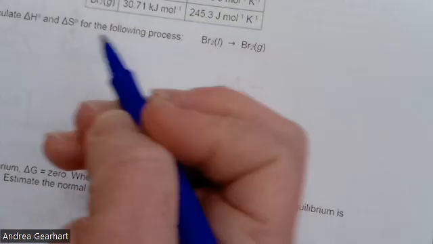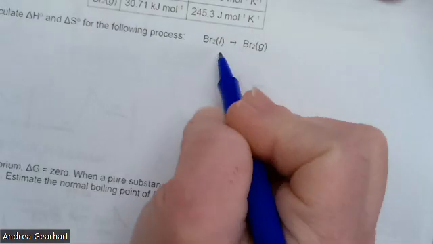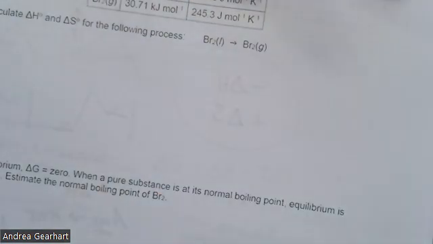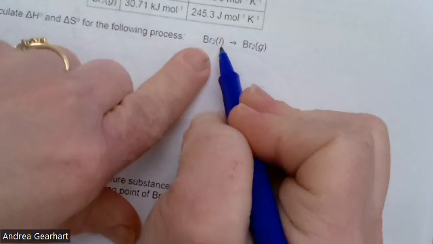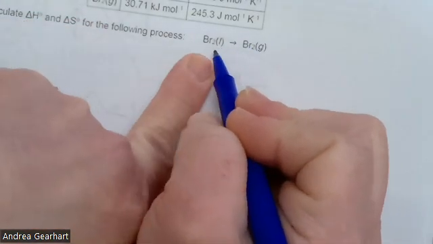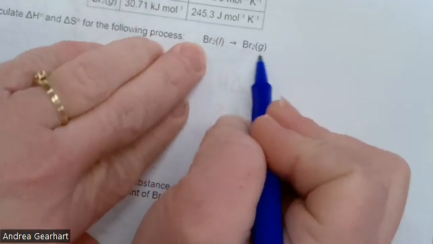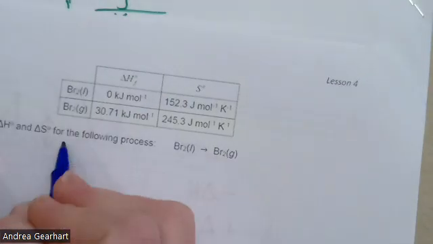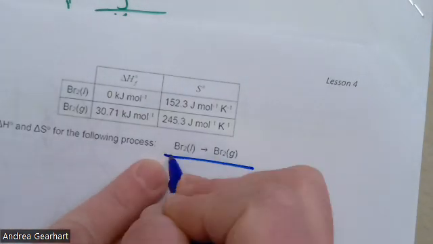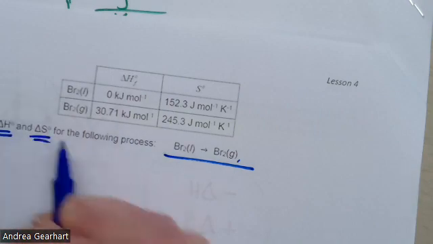Okay. So we are vaporizing bromine. Remember, bromine is a halogen, it's diatomic, just like fluorine, chlorine, and iodine. Bromine under standard state is a gorgeous deep orange liquid. Toxic. So we would never want to be around it, especially to breathe in the vapors. So this is our process. We're just vaporizing, and we're asked to find the delta H naught and the delta S naught.